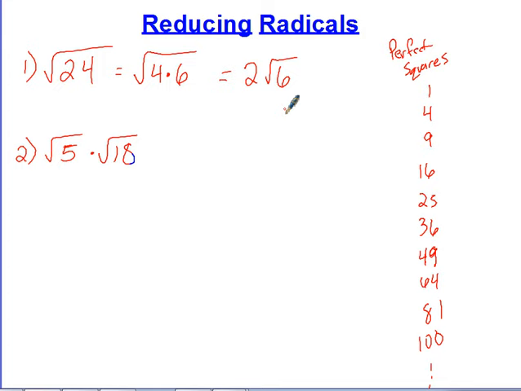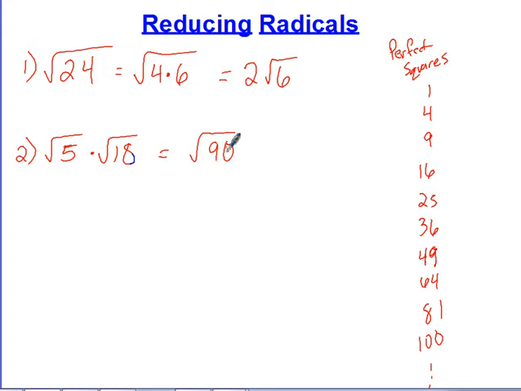Okay, the next one. I have 2 radicals, and what are they doing? They're multiplying. Can I actually do that? Yeah. How? Just multiply the numbers, right? As long as the radicals are the same, you can basically combine them. So now I'm asking you, what's 5 times 18? 90. So I get square root of 90. Does everybody agree with that?